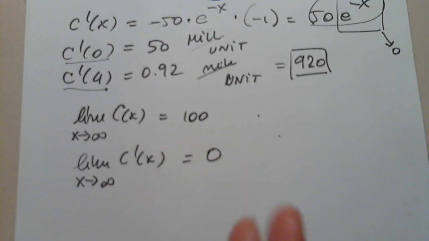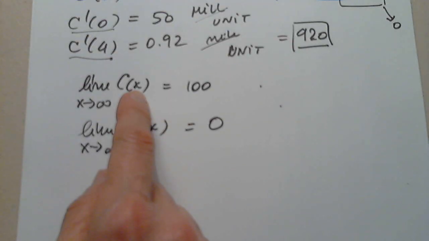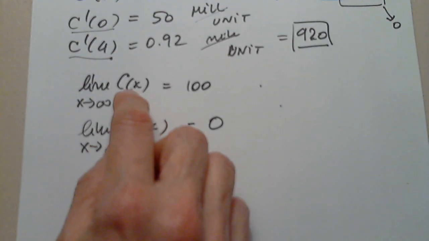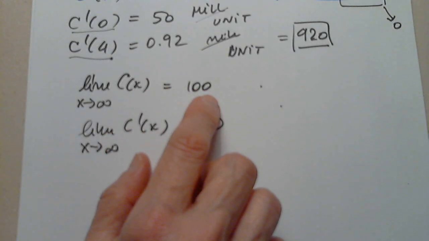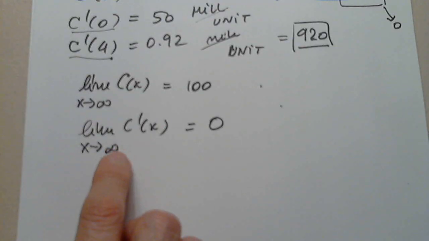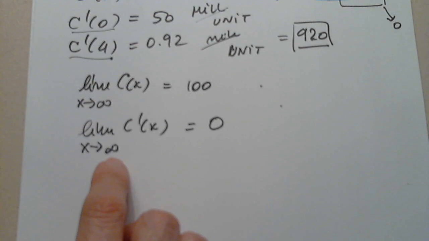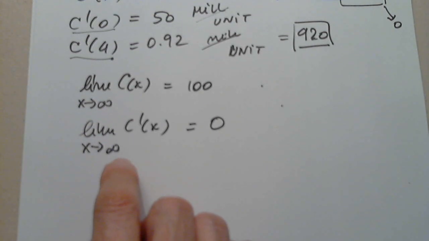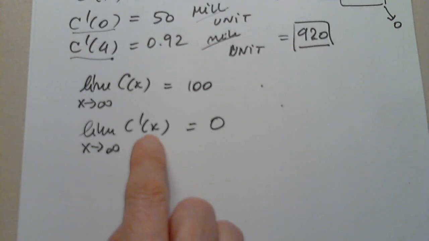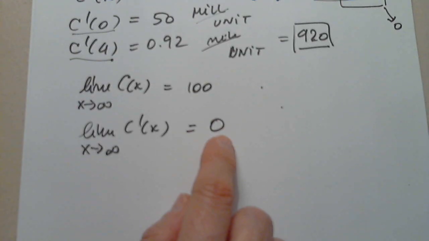Here, it tells us that as the number of units increases without bound, which is not really possible, then the limit of the cost will be 100,000. Now here it says that the rate of change as x increases, in other words, as we manufacture more and more units, the rate of change of the cost will be 0. It will not change. It will stay the same. No change. That's all it means.